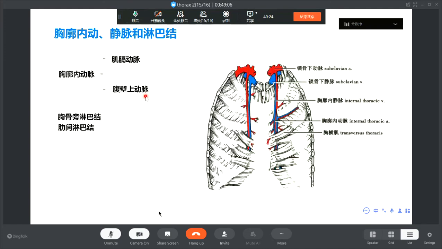Okay, so let's begin. On the next, okay, so we can see, in the thoracic wall, the inside part, they also have growth, some artery and vein to supply this part with nutrition. Our subclavian artery and the subclavian vein.